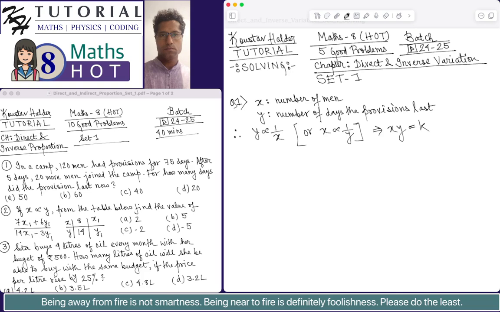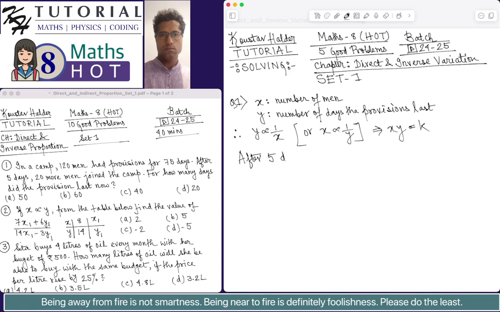Now it is saying that after 5 days 20 more men joined the camp. After 5 days 20 more men joined the camp. For how many days did the provision last? Now after 5 days, what is the scenario after 5 days?